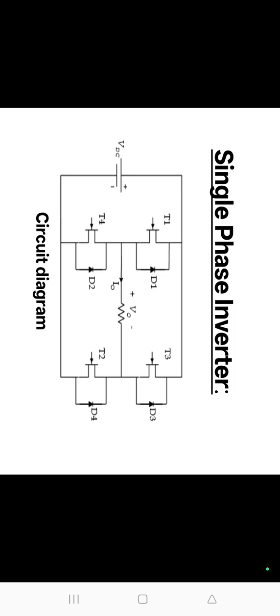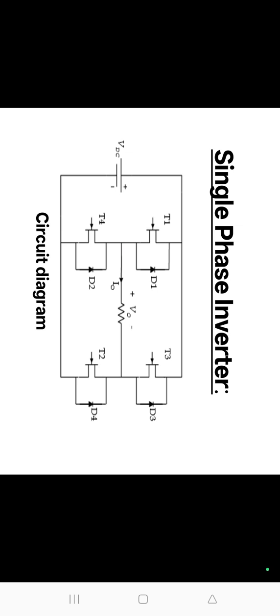At t equals T/2, T1 and T2 are turned off by forced commutation. The load current I0 cannot reverse its direction immediately, so diodes D3 and D4 start conducting after t equals T/2. Though T3 and T4 are gated at t equals T/2, they will not turn on because T3 and T4 are reverse biased by voltage drops across diodes D3 and D4. When current in diodes D3 and D4 falls to 0, T3 and T4 are turned on. Now the load current I0 is negative. This process is repeated.